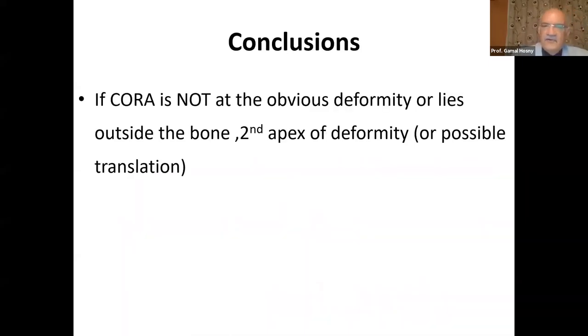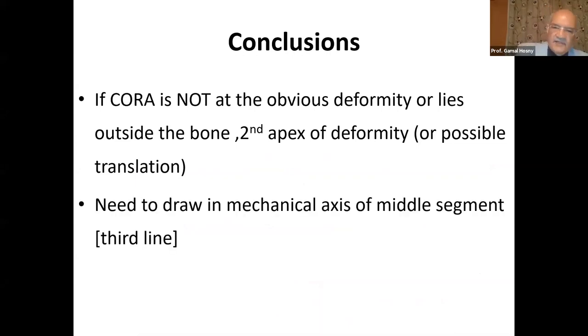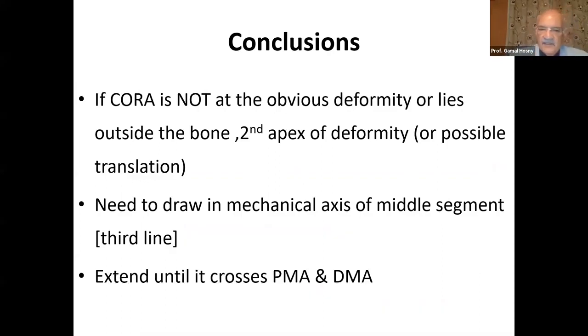Again, in conclusion, if the CORA is not at the obvious deformity or lies outside the bone, a second apex of the deformity, another CORA, or possible translation is present. You need to draw the mechanical axis or the anatomical axis of the middle segment, the third line. You extend the middle segment till it crosses the proximal mechanical axis and the distal mechanical axis.